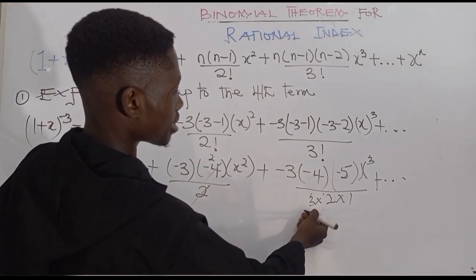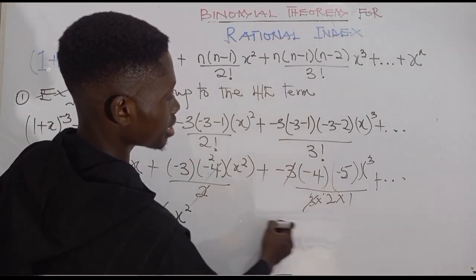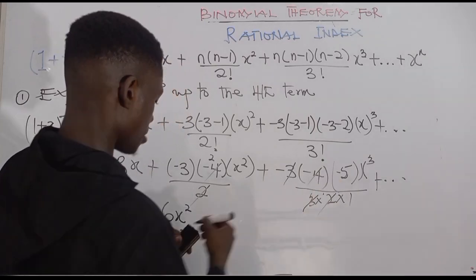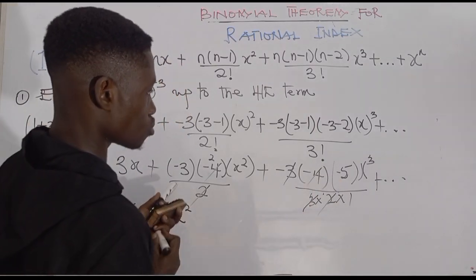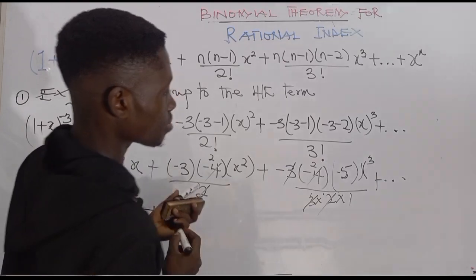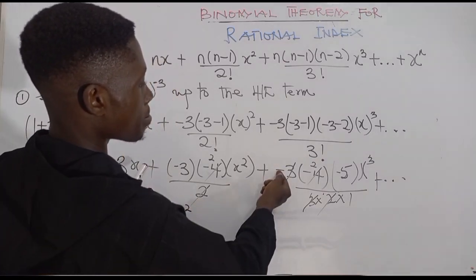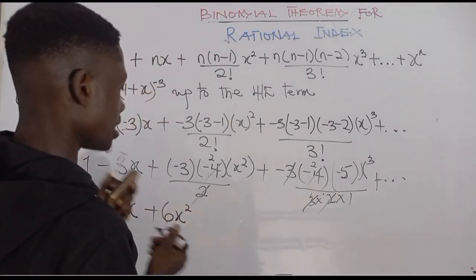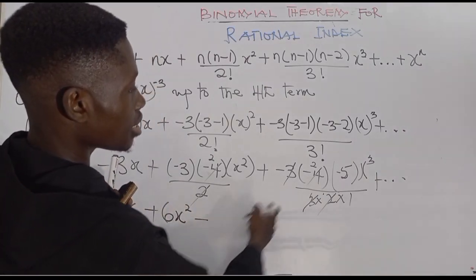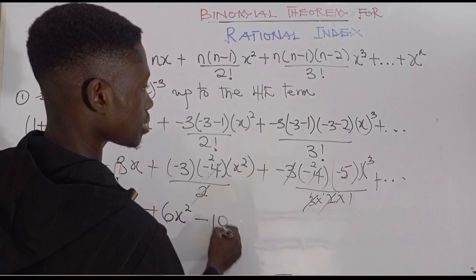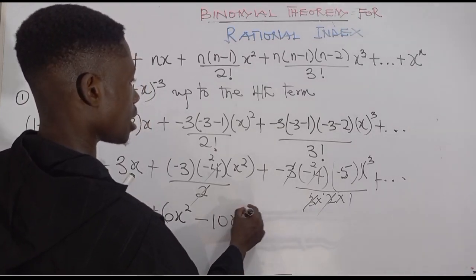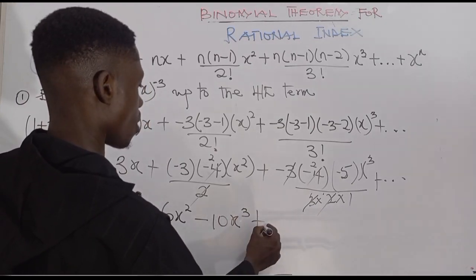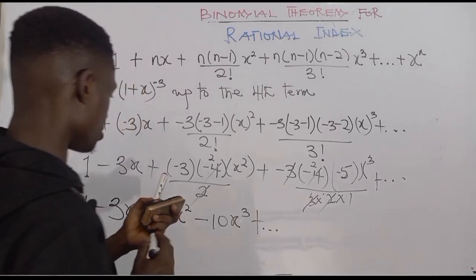So you know that these 3 can cancel these 3. These 2 can also cancel 4, we have 2. So we have negative, negative. We have positive, negative, so we have negative 10x raised to the power 3, and then we have our continuum.